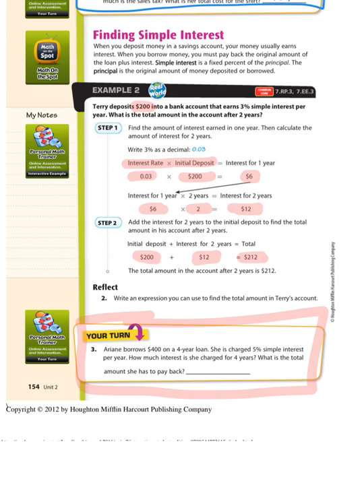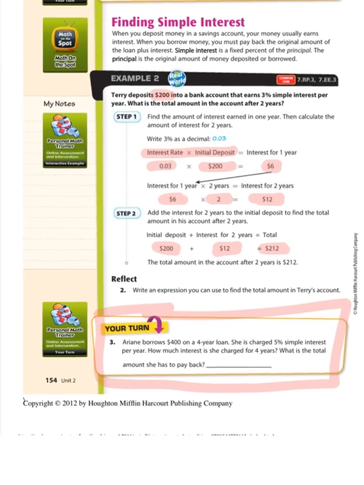Arian borrows $400 on a 4-year loan. She is charged 5% simple interest per year. How much interest is she charged for 4 years? What is the total amount she has to pay back?